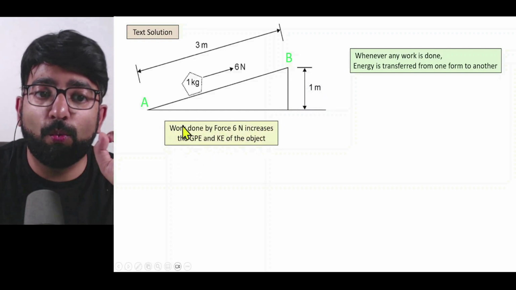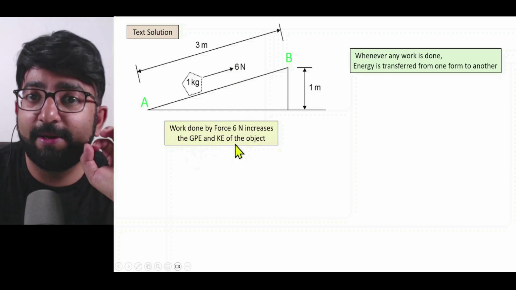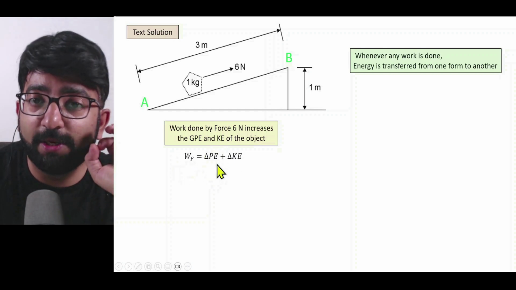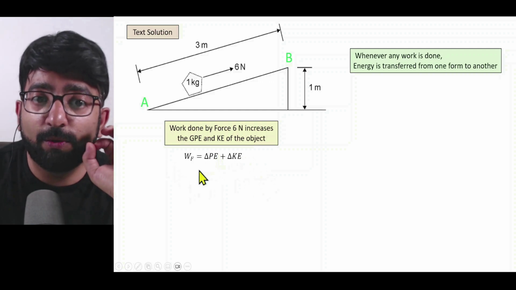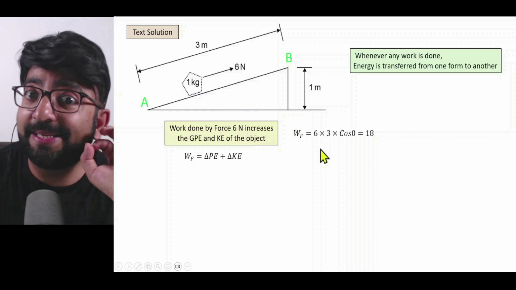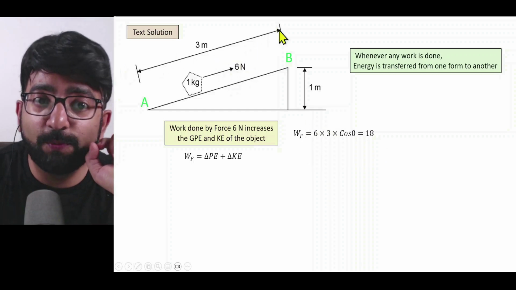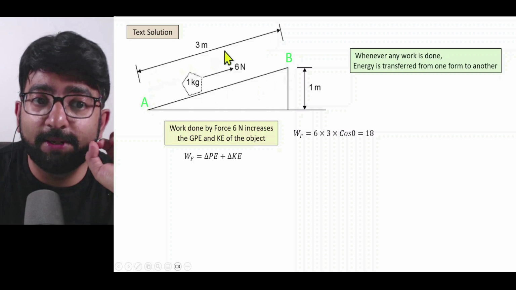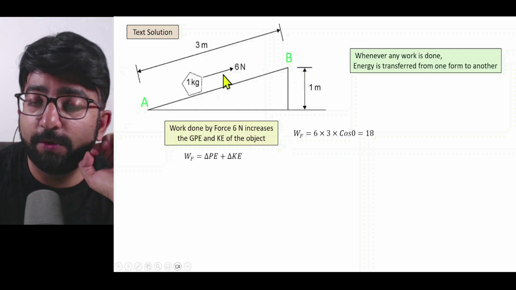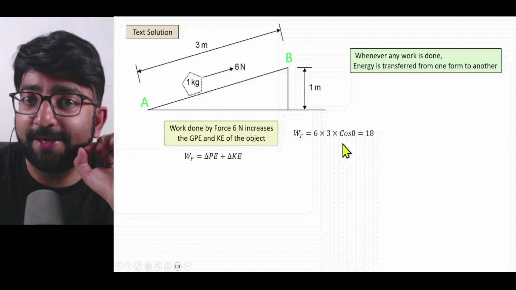So now we can say that work done by this force of 6 newtons is going to increase the GPE and kinetic energy of the object. And the expression becomes: the work done by the force will be equal to the change in potential energy plus the change in kinetic energy. Now the applied force is 6 newtons, so we need to figure out the work done by that force. So we use the basic formula F into S into cos theta. Magnitude of force is 6 newtons, displacement is 3 meters, and the angle between the displacement and the force is 0 degrees. Because you can see in this image, A, B, and the force of 6 newtons are actually parallel to each other, which means the work done by the applied force comes out as 18 joules.